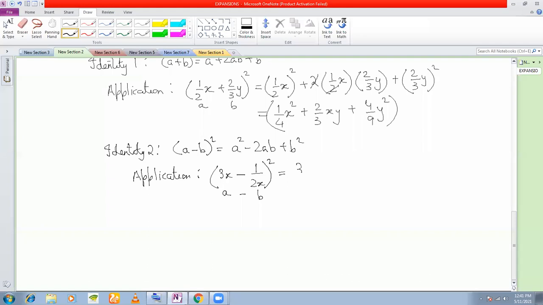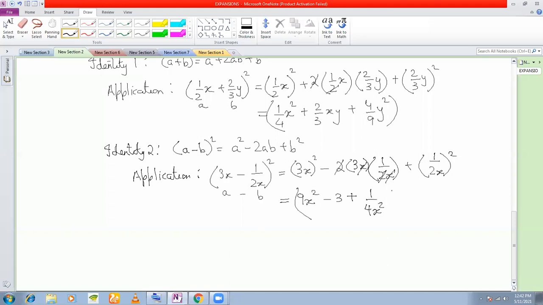So let us expand. So this is a square minus twice ab plus b square. And when you simplify, this 2 and this 2 will cancel here. So 3x whole square will give you a 9x square, and this x and x will also cancel here. So you simply get a 3 here, nothing else, plus 1 by 2x whole square is 1 by 4x square, and that is your answer.